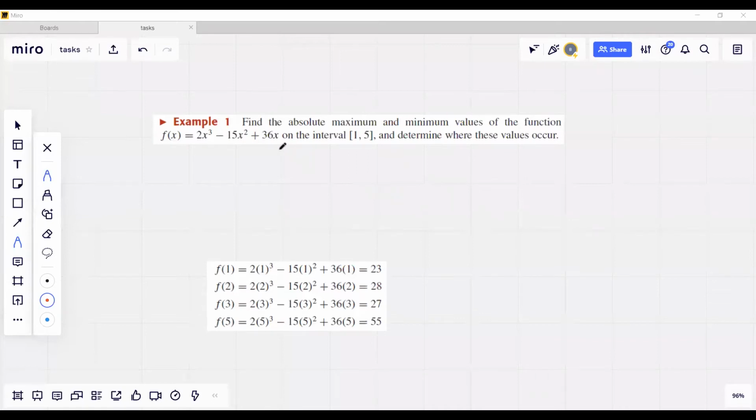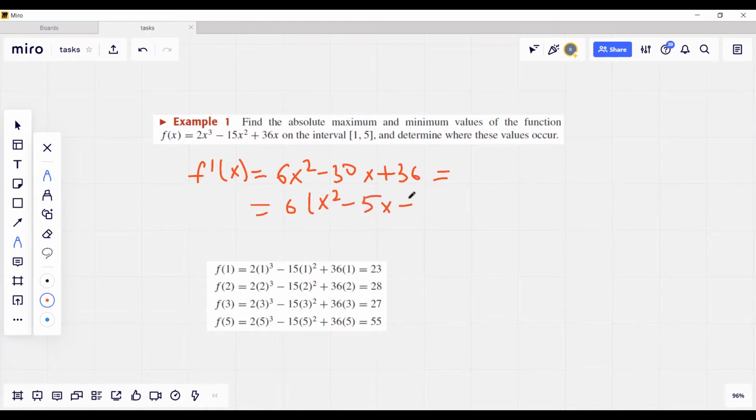All right, let's solve the following problem. Let's find absolute extremal points of the following function on this closed interval. So this is a polynomial, so it is continuous, meaning that it will have absolute extrema inside of this closed interval. First of all, let's find critical points. Let's differentiate our function. So derivative is equal to 6x squared minus 30x plus 36. Let's factor out 6. So we'll end up with 6(x squared minus 5x plus 6).